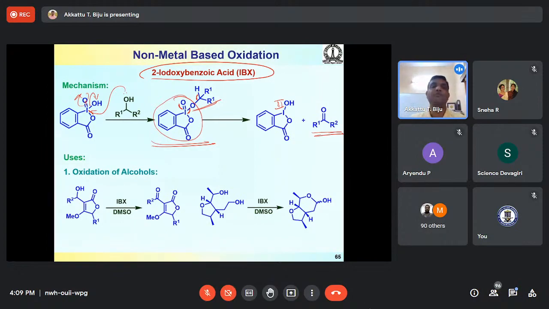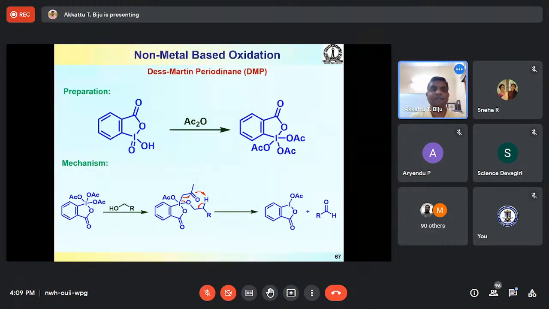So this is one of the main applications of iodoxybenzoic acid, or IBX, in doing oxidation reactions. This can also oxidize the secondary alcohol to the ketone without affecting the enol ether moiety. So this is not at all an acidic reagent.